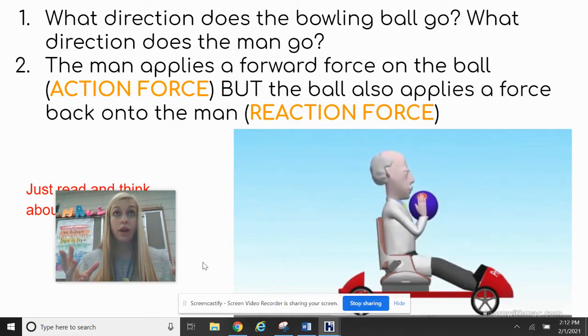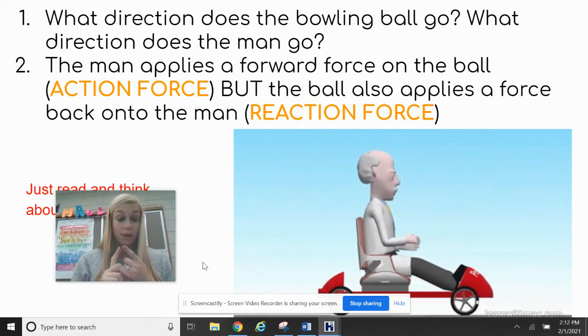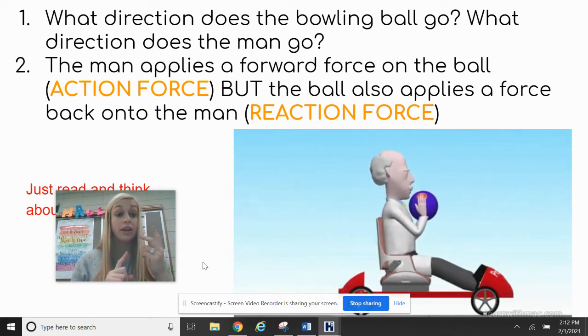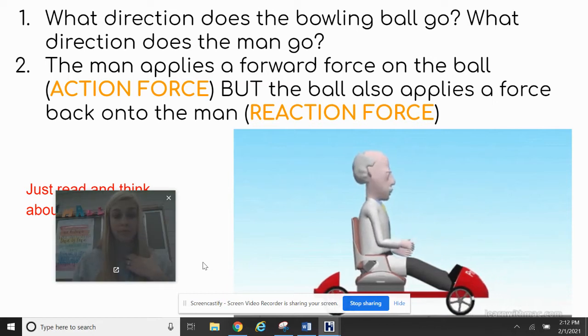So I know I can check myself and I can say, okay, am I doing this right? By saying, am I talking about the same two objects? Yes. And is it opposite in direction? Yes. Let's try another one.